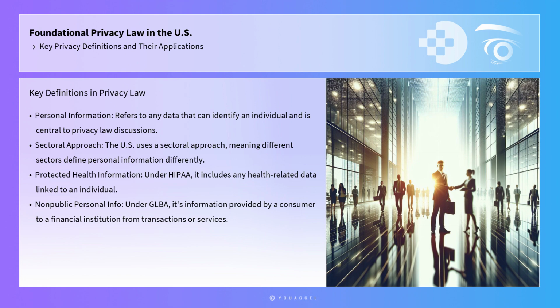At the heart of privacy law are definitions that create a shared language for professionals to discuss and manage privacy concerns. One fundamental term is personal information, which typically refers to any data that can identify an individual. The U.S. has a sectoral approach to privacy law, meaning different sectors define personal information differently. For instance, the Health Insurance Portability and Accountability Act defines protected health information as any information about health status, provision of health care, or payment for health care that can be linked to an individual.